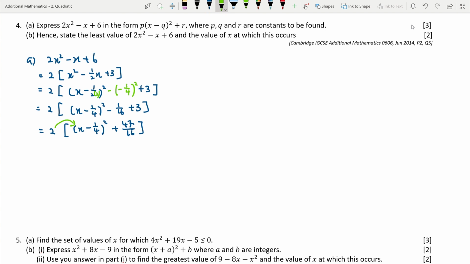Then we need to expand the bracket back. We will get 2 bracket x minus 1 over 4 square plus 47 over 8.